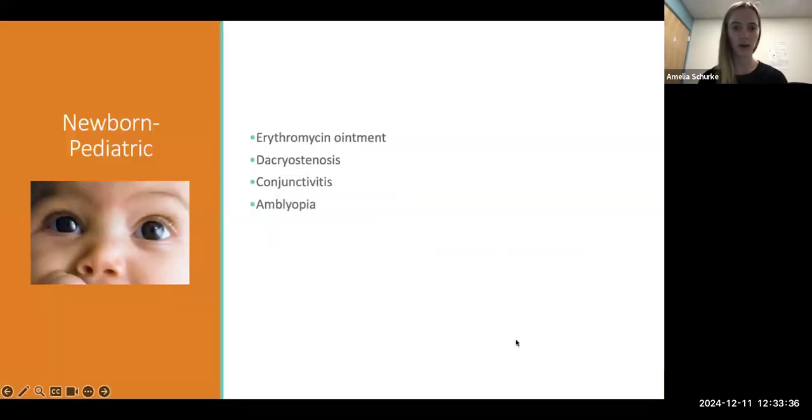Okay, so digging in, we're going to start with the newborn to pediatric age chapter. And we're going to go through 4 different common pathologies encountered in this age range. First, we'll start off with the evidence behind erythromycin ointment, which is the common eye cream that's applied to babies' eyes at the time of delivery. Then we'll talk about dacrostenosis, conjunctivitis, and amblyopia.